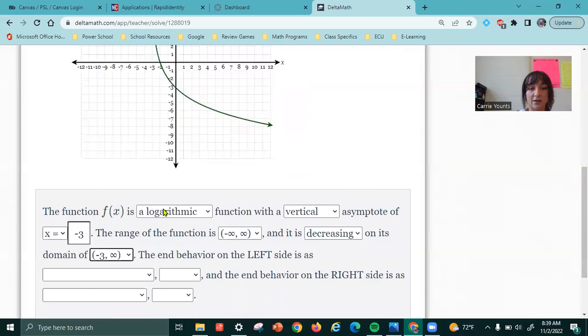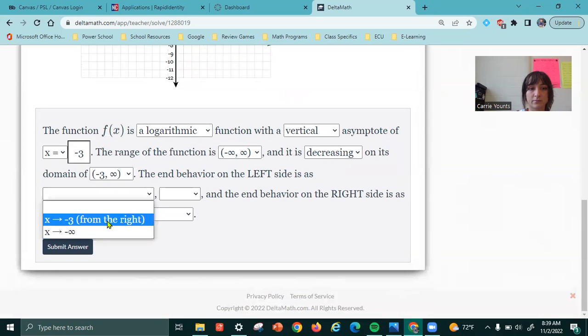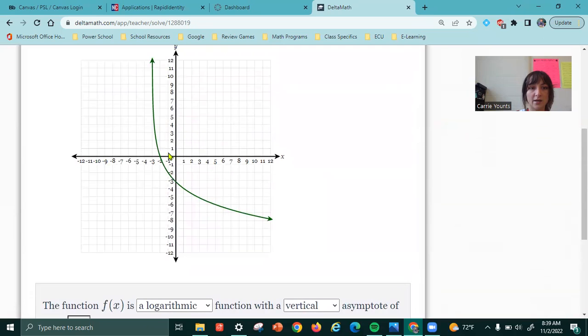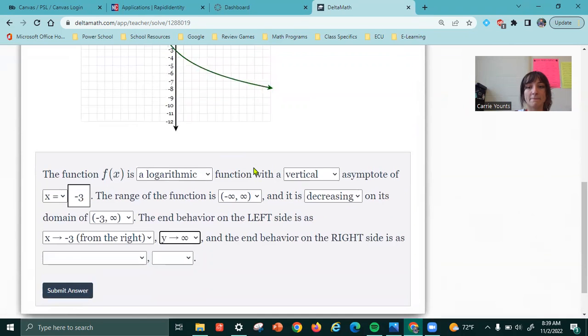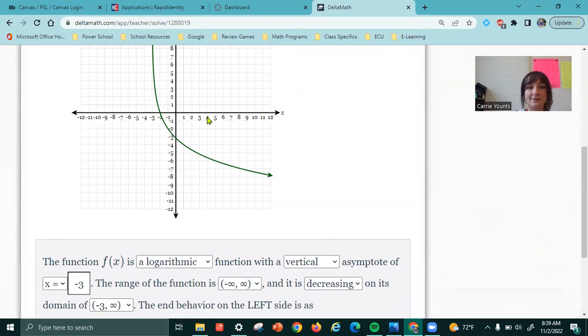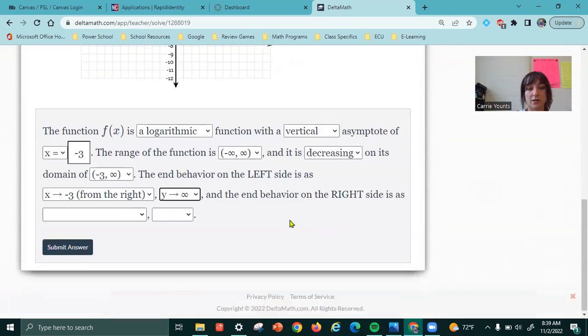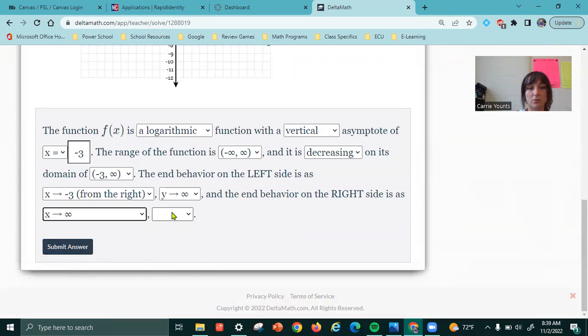As x goes to -3, and as I go this direction, my y values just get bigger and bigger. So y goes to infinity. And last thing on the right side, as my x values get bigger, I can go all the way this way that I want. My y values are going to point down towards -infinity. So as x gets big, y goes to -infinity.